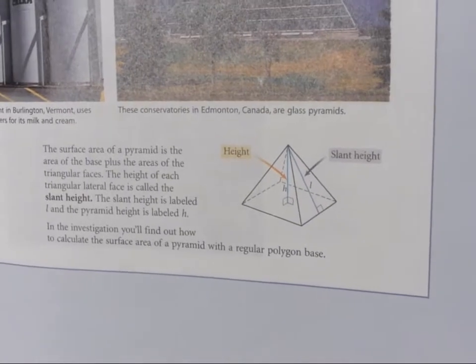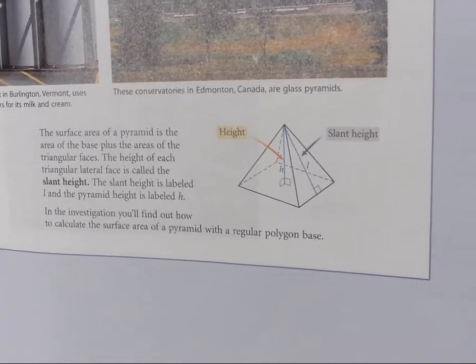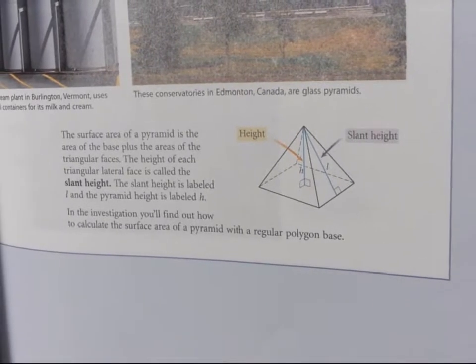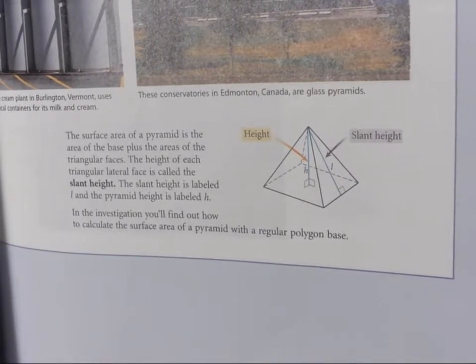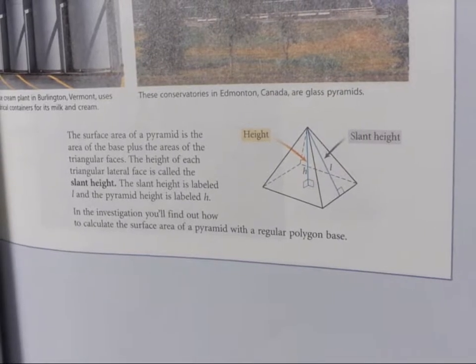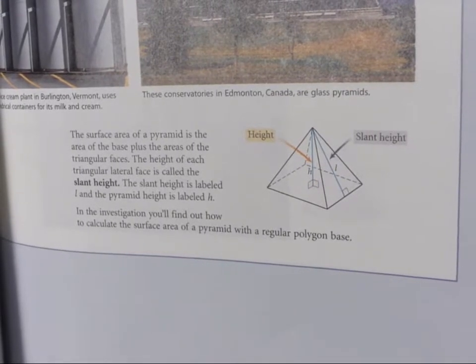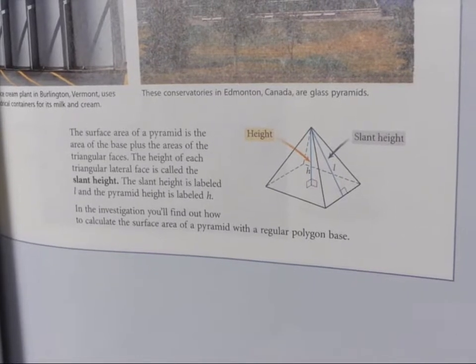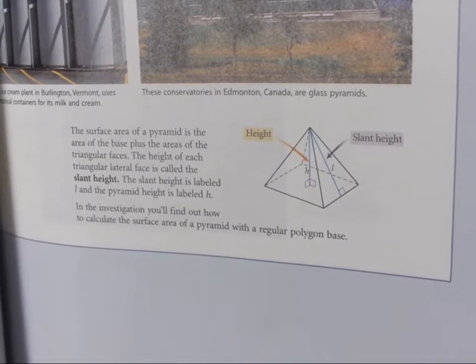So which of those do you think, just looking at the picture, is shorter? The actual height is shorter, right? Because it's perpendicular and it goes straight up. But the slant height, you've got to go all the way up the edge, or the side of that triangle, right, to get to the top, to get to the vertex. So it's a farther distance.